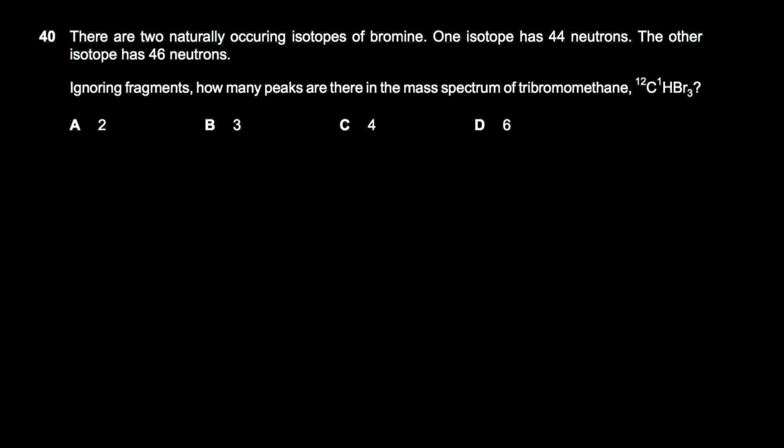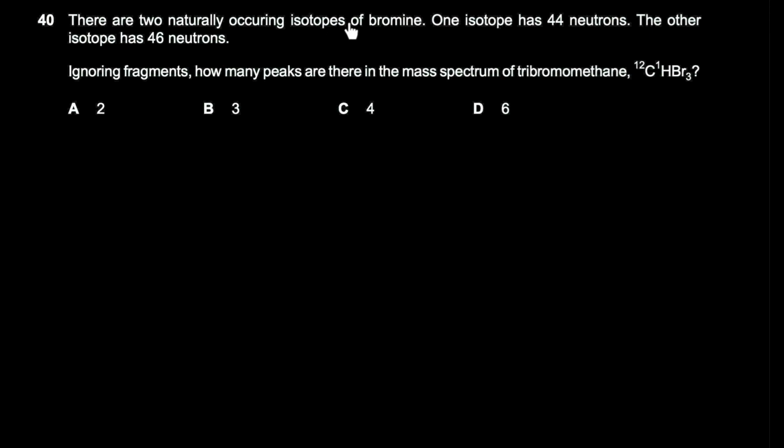There are two naturally occurring isotopes of bromine. One isotope has 44 neutrons, the other isotope has 46 neutrons. Ignoring fragments, how many peaks are there in the mass spectrum of tribromomethane? Now, bromine has an atomic number of 35. So we have two possible isotopes. We have either bromine 79 or bromine 81, right? And in this compound, we have three bromines.